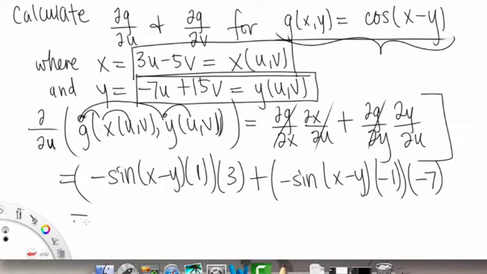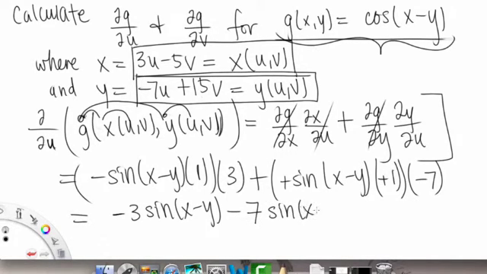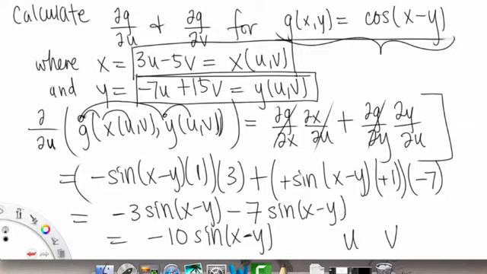Okay, so let's simplify. We're going to get negative 3 sine of x minus y, and then in this term here two of the negatives cancel to make a positive, but we still have that negative 7, so I'll just move that to the front, so minus 7 times sine of x minus y. Overall we have negative 10 sine of x minus y. This isn't the final step because we want to get it in terms of u and v. We'll do that on the next slide.